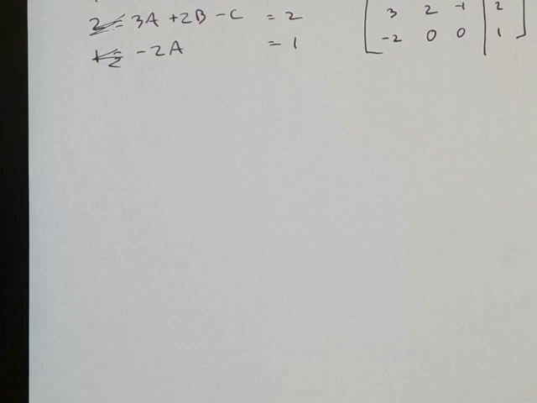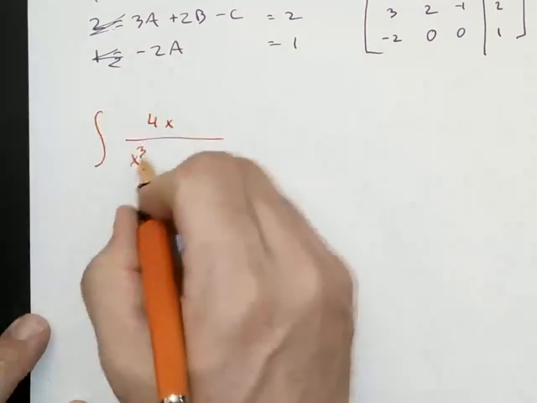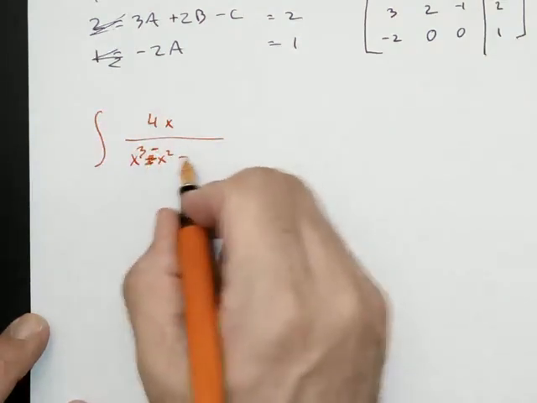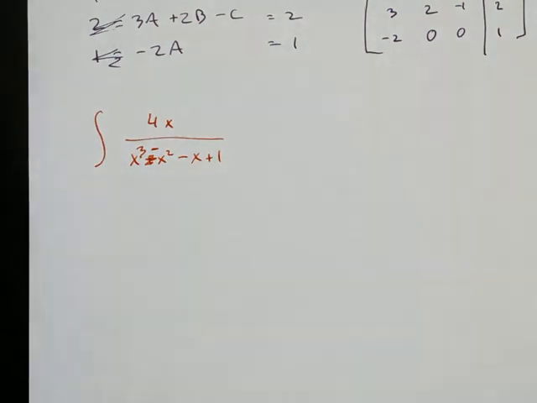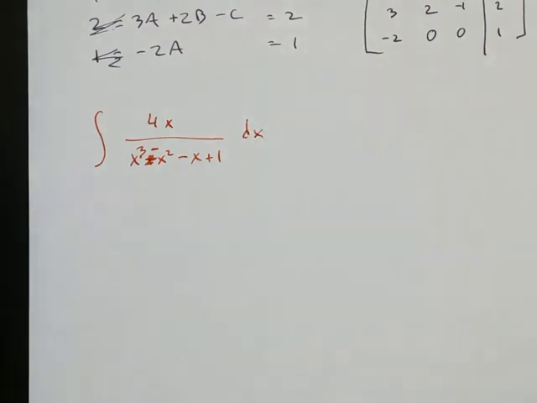Okay. Depending on what our factoring looks like, we may or may not have to change things a little. So here, 4x over (x cubed minus x squared minus x plus 1). I want to do this problem the same way. But that means I'm going to have to do that partial fraction with this. So that means I need to factor that bottom.